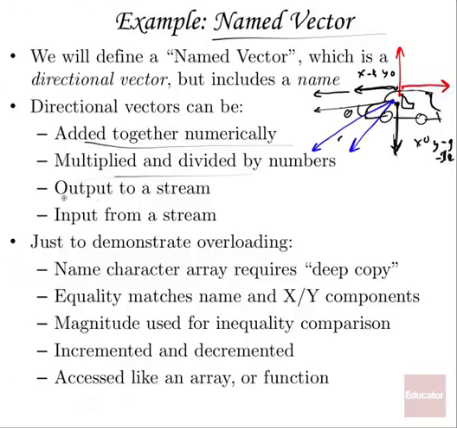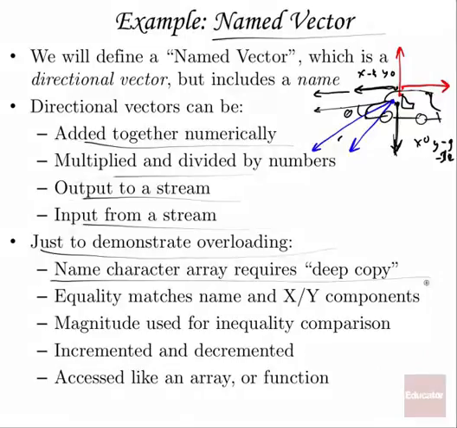And of course, we need to output that to a stream. We want to print out the data on this particular vector. And we can input it from a stream. So we want to say, give me your vector information, input it. And just to demonstrate overloading, because at that point we pretty much covered everything that an actual real vector needs, we're going to give it a name as a character array, so we need a deep copy.